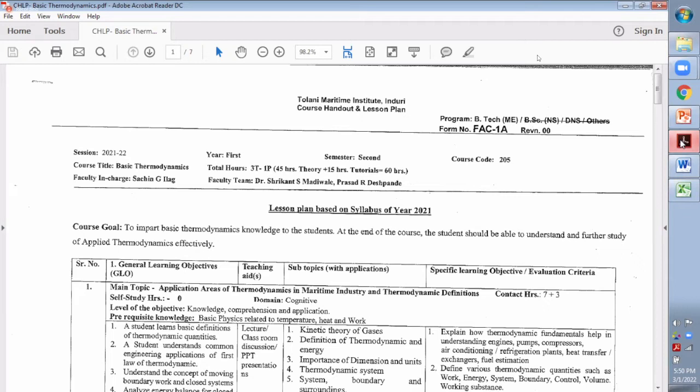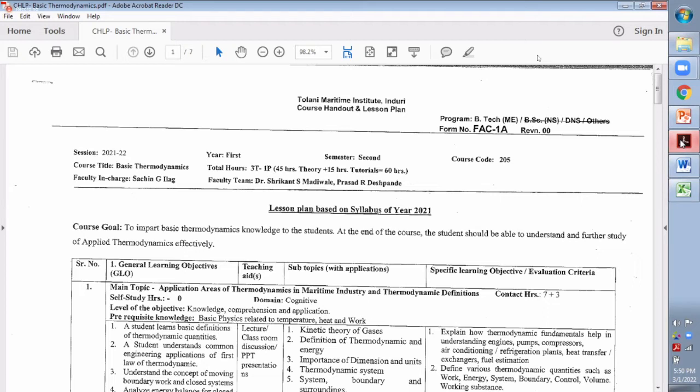This particular document tells us about the distribution of the different topics and what topics we are going to cover in this subject. It basically gives us a broad idea about the different topics and the prerequisites also. This document is already uploaded on the Moodle, that is called LMS, TMI LMS.